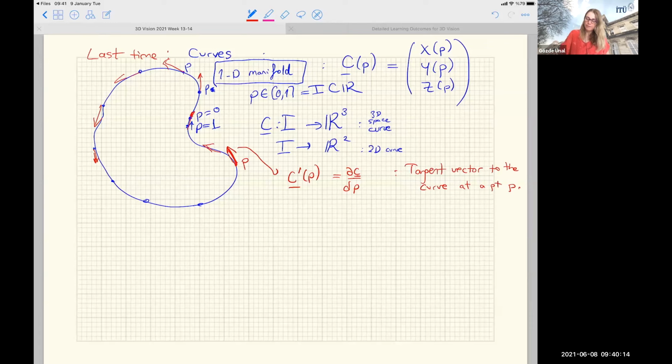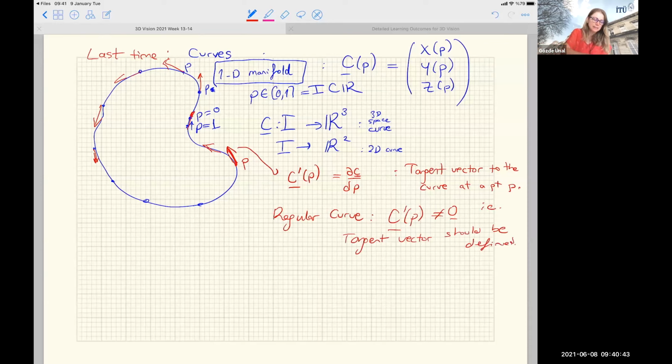And remember, for a regular curve, we want to be able to define this thing. So we say C prime of p is not 0. It's not a zero vector. I want a tangent vector to be defined, i.e., the tangent vector should be defined for a regular curve, right? Otherwise, we can't define any of the geometric entities.